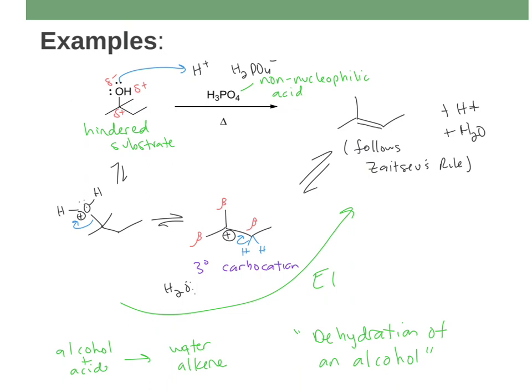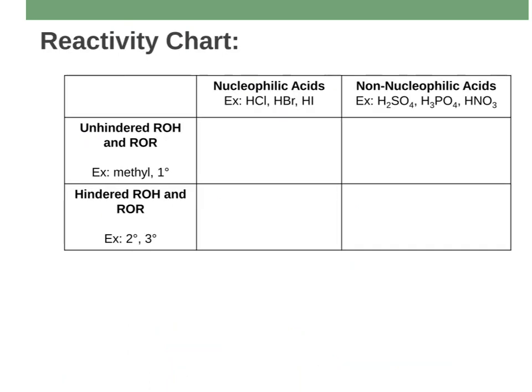But either way, dehydration of alcohols, typically you're going to have a non-nucleophilic acid and your more hindered substrates. So let's add that, right? We said this was SN1, this was SN2, and we just did this, a hindered and a non-nucleophilic, and we said that that was an E1-like mechanism, and we call that a dehydration of an alcohol. So we just got one more combination, right? If you're probably following with me here.